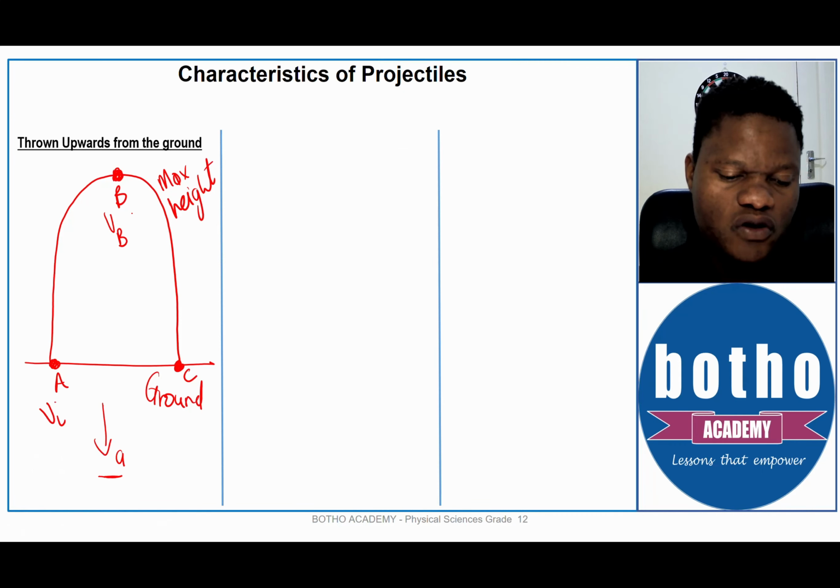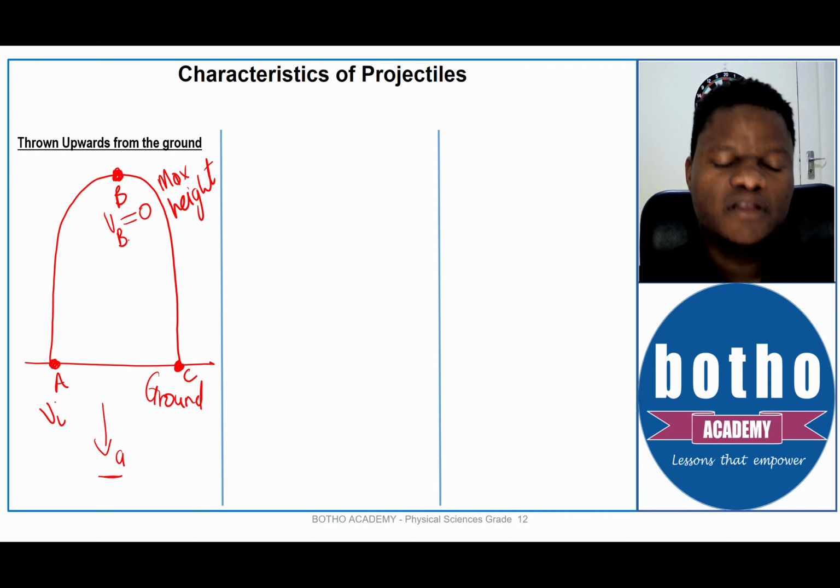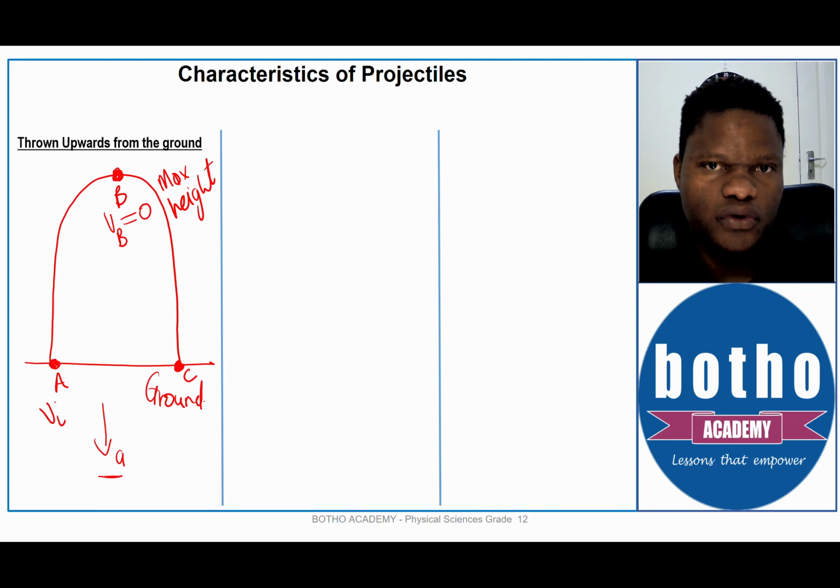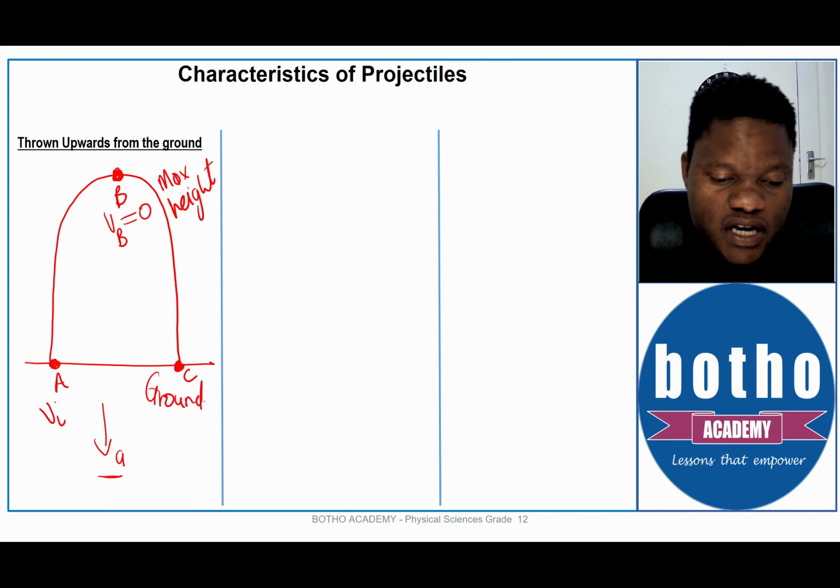Now, what happens at point B? At point B, the object will pause for a moment, which means that the velocity at point B will be 0. After reaching the maximum height, the object will return back to the surface of the earth, which means the earth is pulling it down in the direction of the acceleration, the gravitational acceleration.